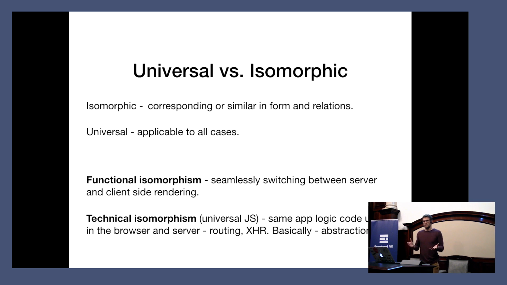So universal JavaScript essentially complements isomorphic rendering, if that makes sense. They're slightly different things. I can tell you more detail after the talk if you want to know.